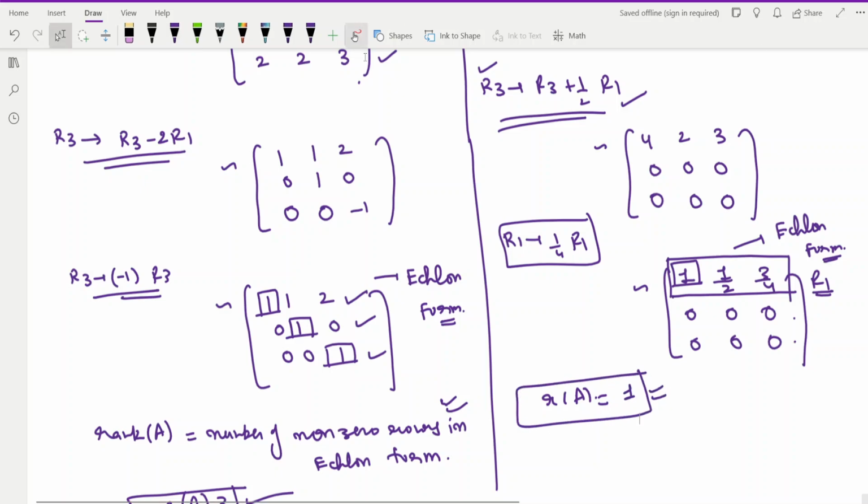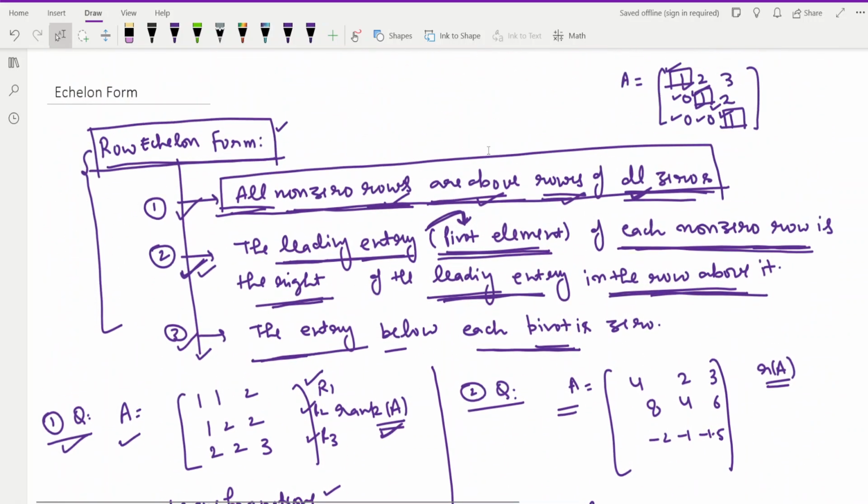So students, I hope that this video will be quite helpful to all of you to understand the concept of Echelon form and how to find the rank after using that.